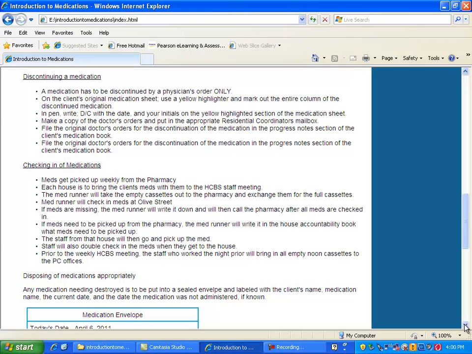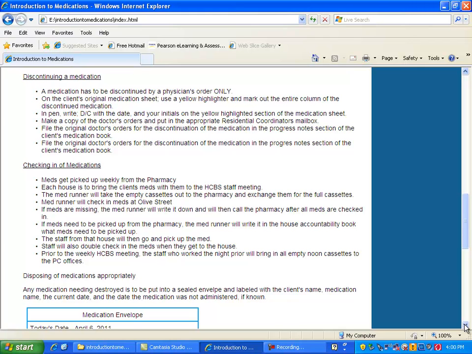Medications will get picked up weekly from the pharmacy. Each house is to bring the client's meds with them to the HCBS staff meeting. The med runner will then take the empty cassettes out to the pharmacy and exchange them for the full cassettes. The med runner will check the meds in at Olive Street.